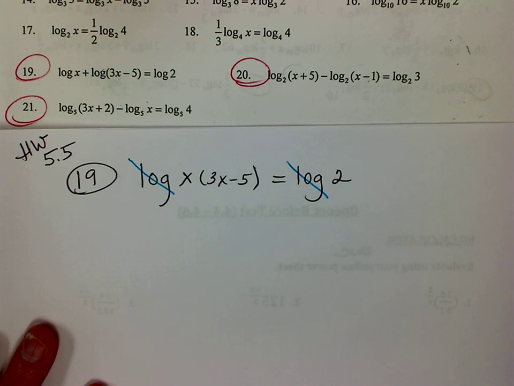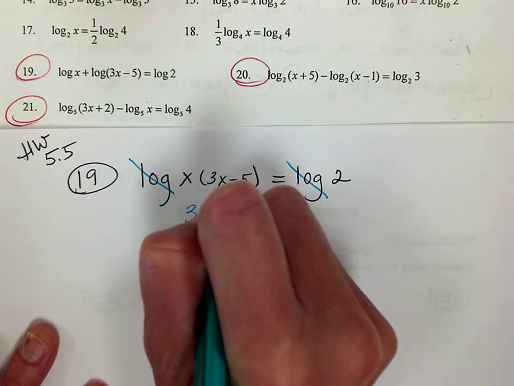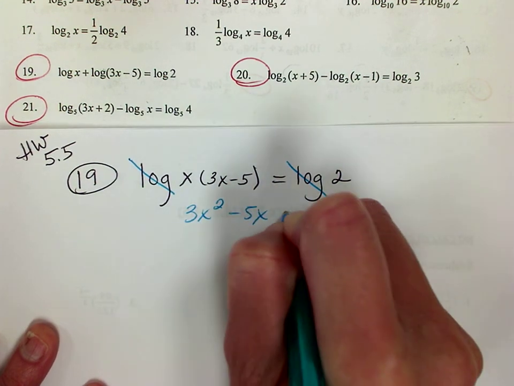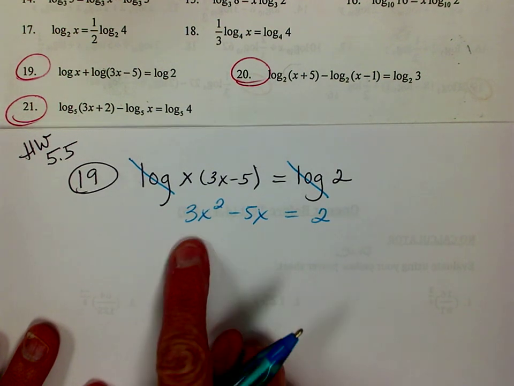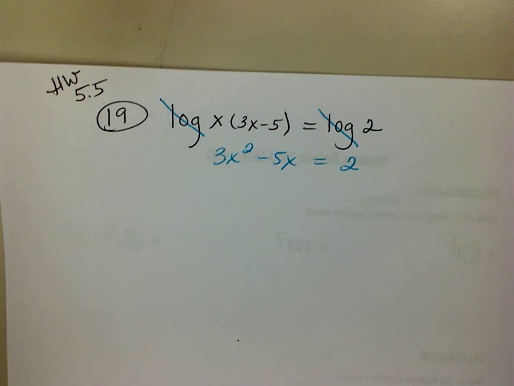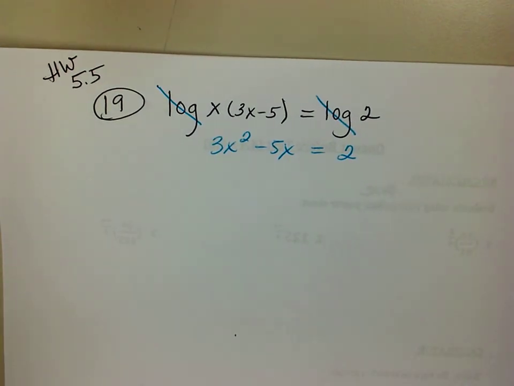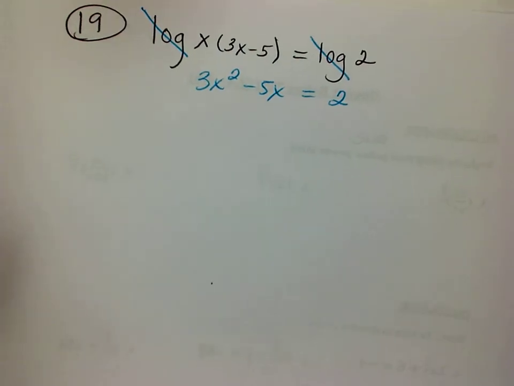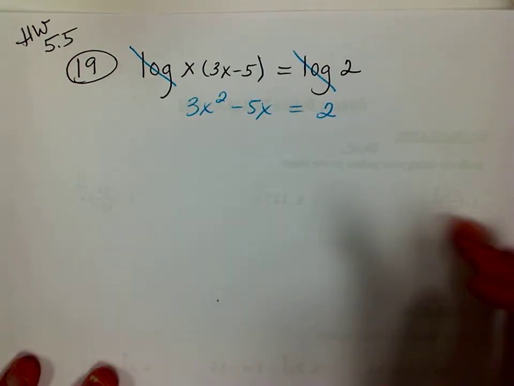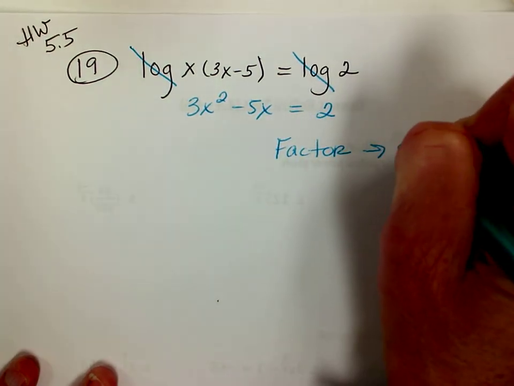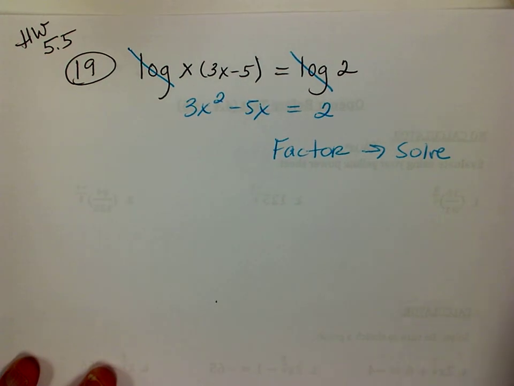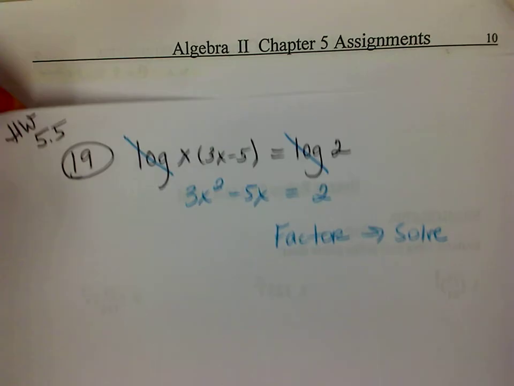And then what you're going to do is probably distribute that x to get 3x squared minus 5x equals 2. Now you can't really work backwards. Since you have an x squared and an x, you're going to have to probably factor that. Yeah, you're going to have to factor that and then solve for x that way. So you can finish it from there. So factor, and then solve. Okay, that takes care of that one.